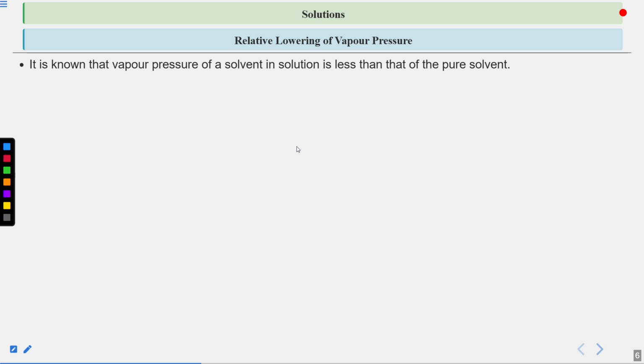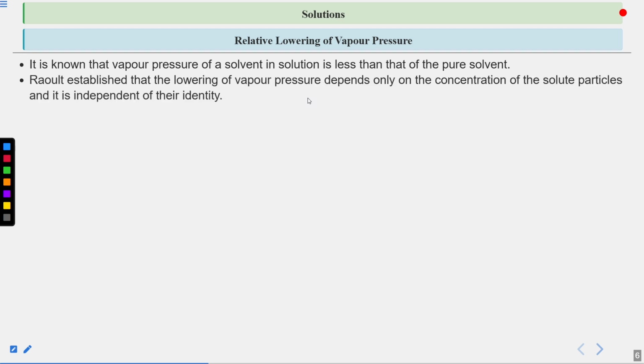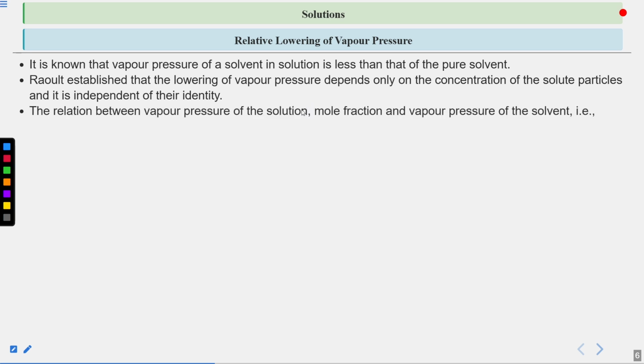The first colligative property that we will study today is the relative lowering of vapor pressure. Whenever we add a solute which is non-volatile in nature, it results in the lowering of vapor pressure. Now, Raoult established that the lowering of vapor pressure depends only on the concentration of solute particles, and is independent of their identity. So what is that relation? It is between the mole fraction and the vapor pressure of the solvent.